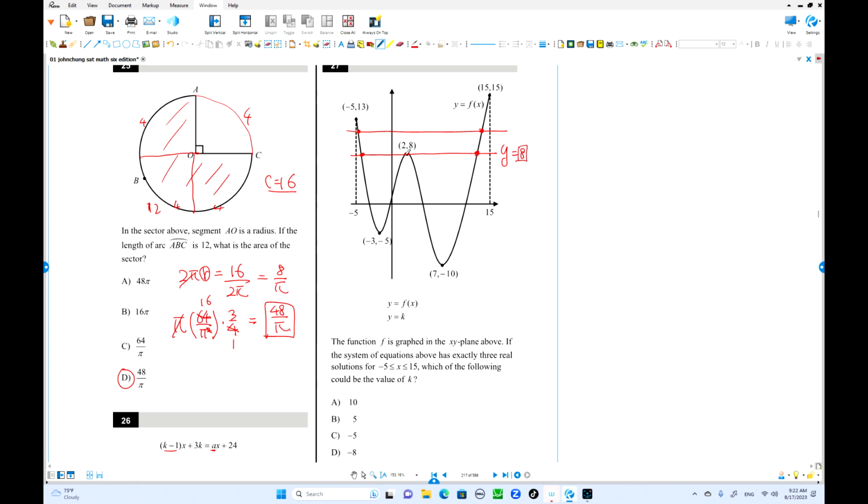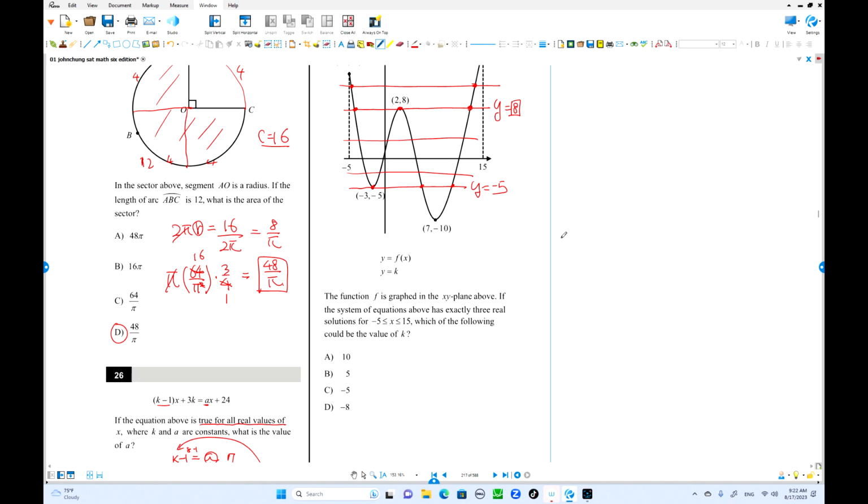But there's no 8 there. You're going to keep going. But at this point, when y equals negative 5, it's going to have 1, 2, 3 again. So we got k value negative 5 over here. That's the answer.